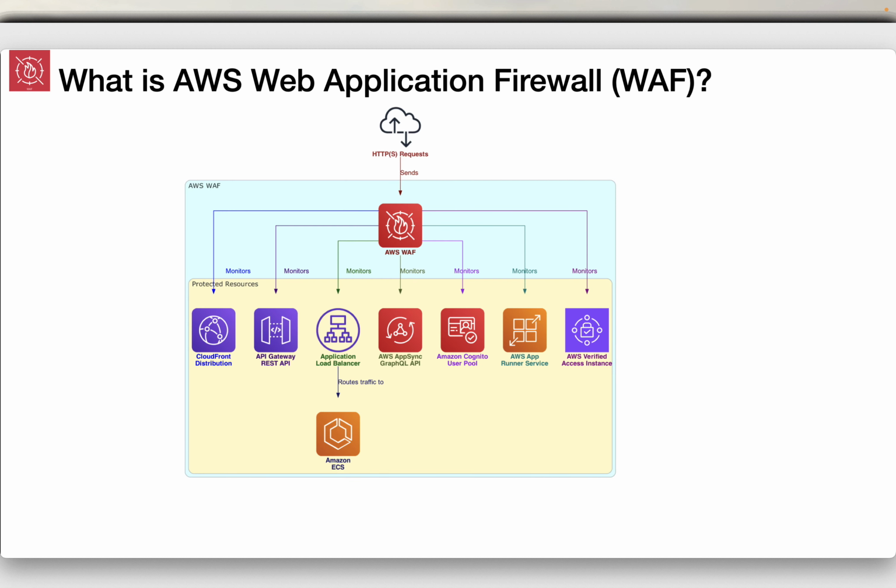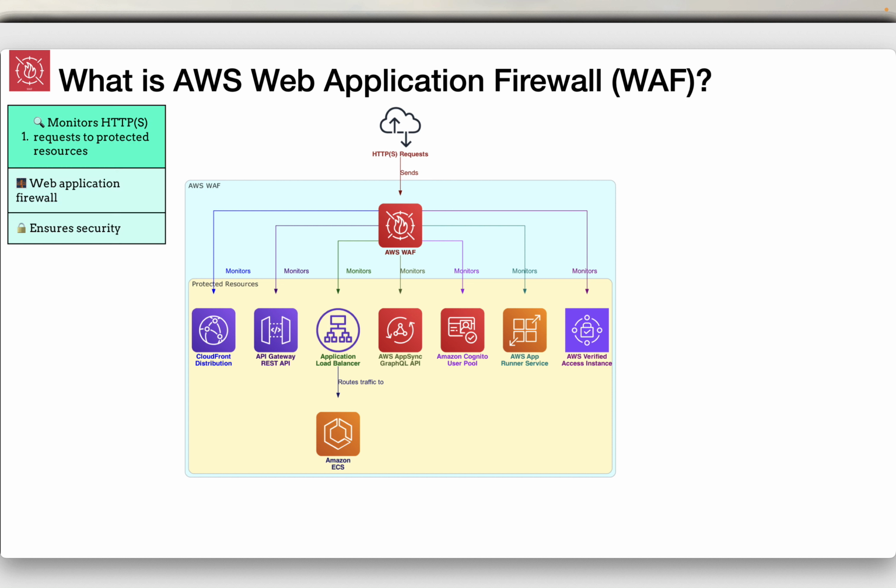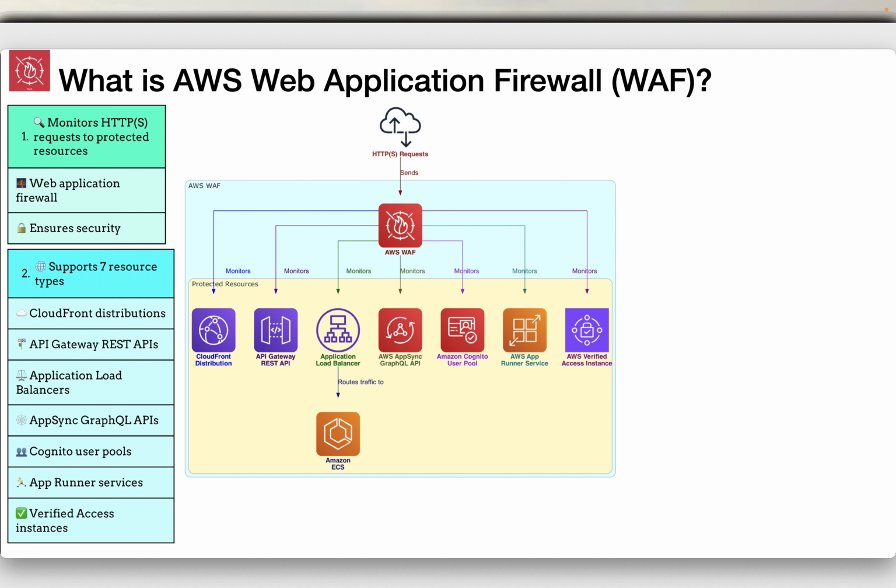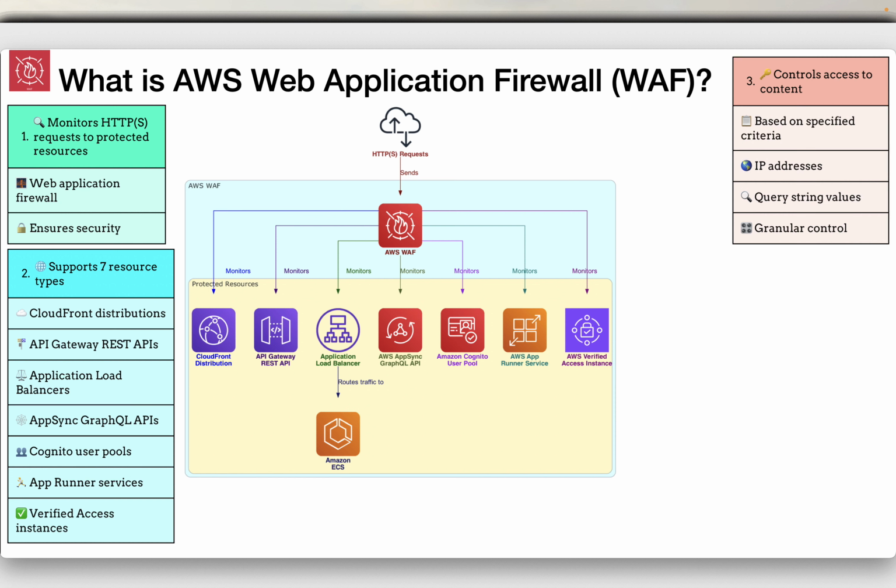So what is AWS Web Application Firewall? AWS WAF is a web application firewall that monitors the HTTPS requests forwarded to your protected web application resources, ensuring their security. AWS WAF can protect various resource types such as Amazon CloudFront distributions, Amazon API Gateway REST APIs, application load balancers, AWS AppSync GraphQL APIs, Amazon Cognito user pools, AWS App Runner services, and AWS Verified Access instances.